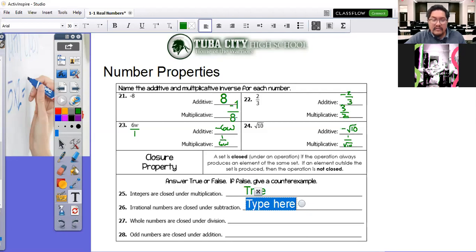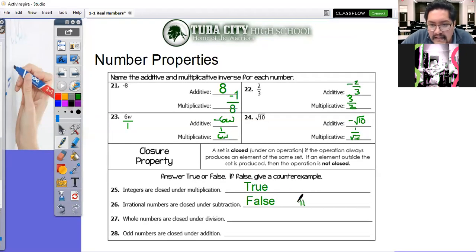Irrational numbers are closed under subtraction. So in this case, it would be false. So if I have an irrational number and it says use subtraction, let's use an example. If I have pi, that's an irrational number. If I subtract another irrational number, I don't get an irrational number. I get 0, which is rational.